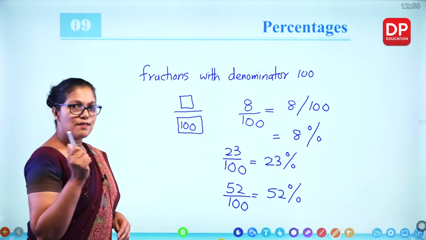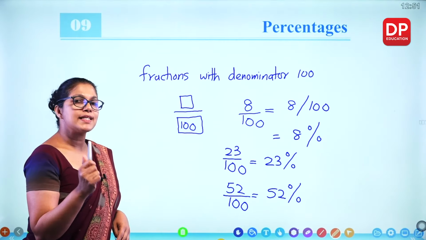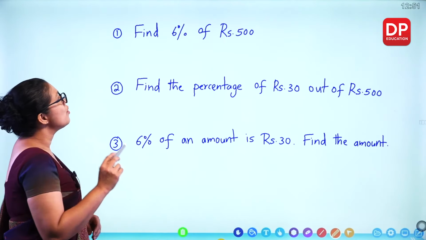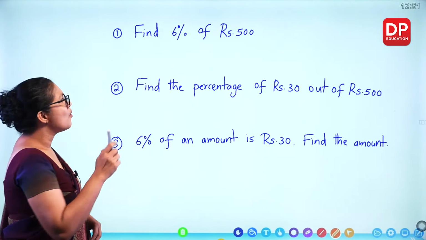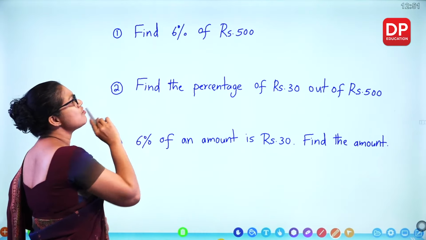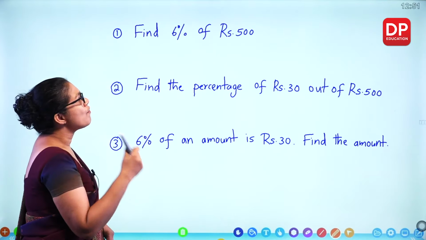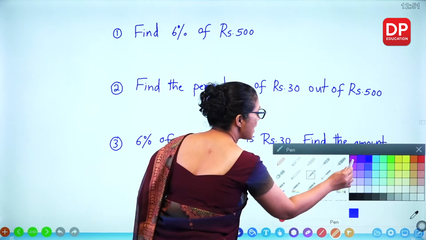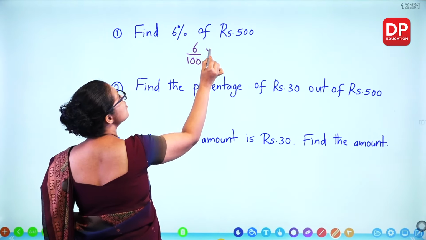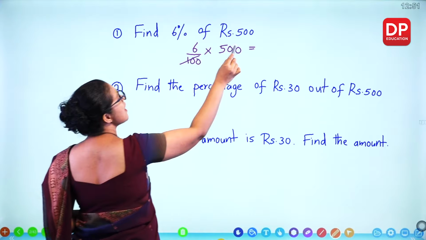So what does percent mean? Divide by 100. A fraction with denominator 100 is called a percentage value. Now we'll take examples related to percentages. You can get only these three types. One is if you are given a percentage and asked to find out any amount. So 6% of 500. How can we do that? 6% means 6 over 100 into 500. What you get? 100 times 5.